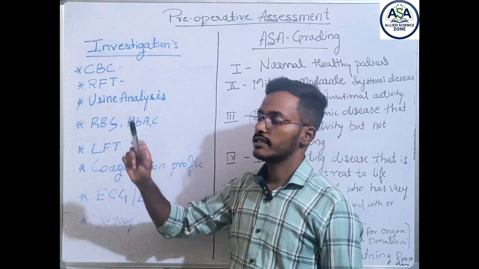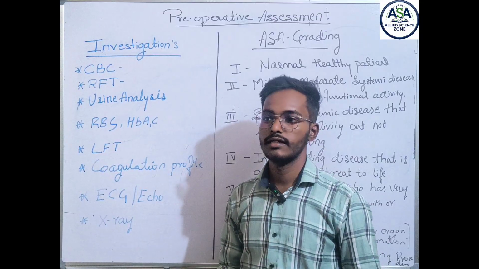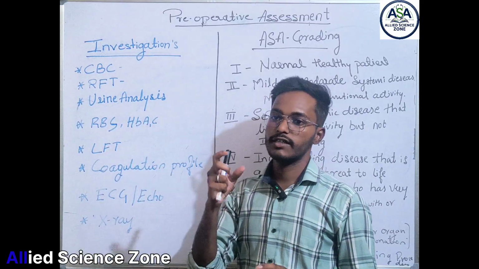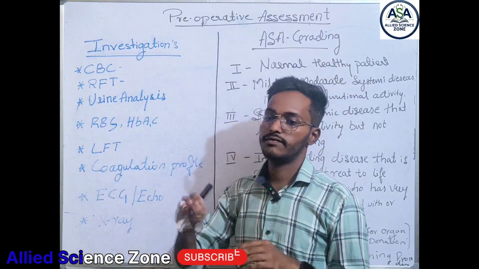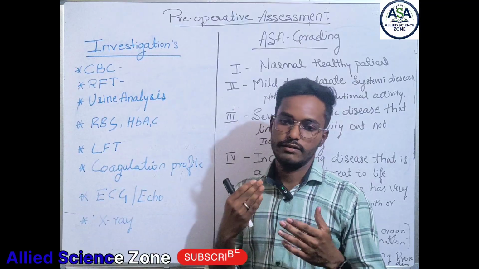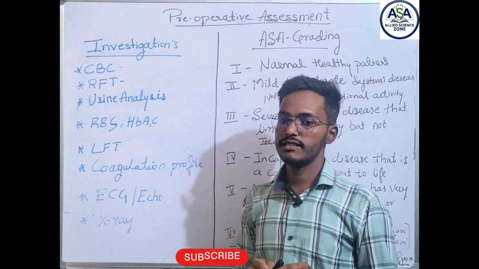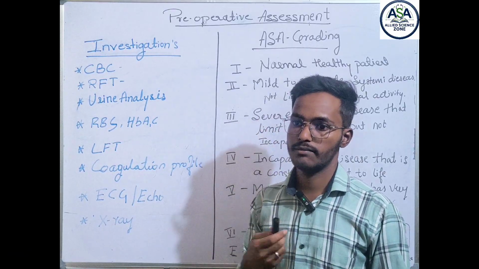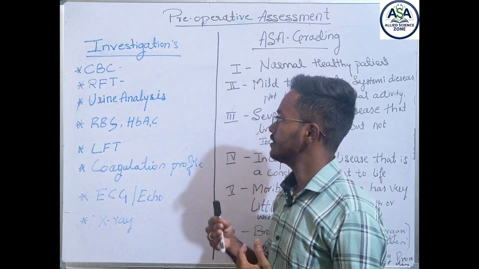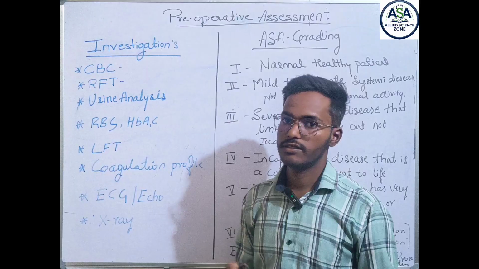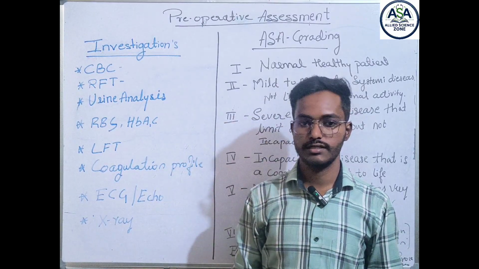Next one is RFT. RFT means renal function test. Renal function test plays a very important role. It shows the functions of the kidneys. Once you are done with the RFT, you will know how the kidneys are functioning. In this RFT, you have to look at creatinine levels and urea levels. Next one is urine analysis. Urine analysis also you have to see before surgery.